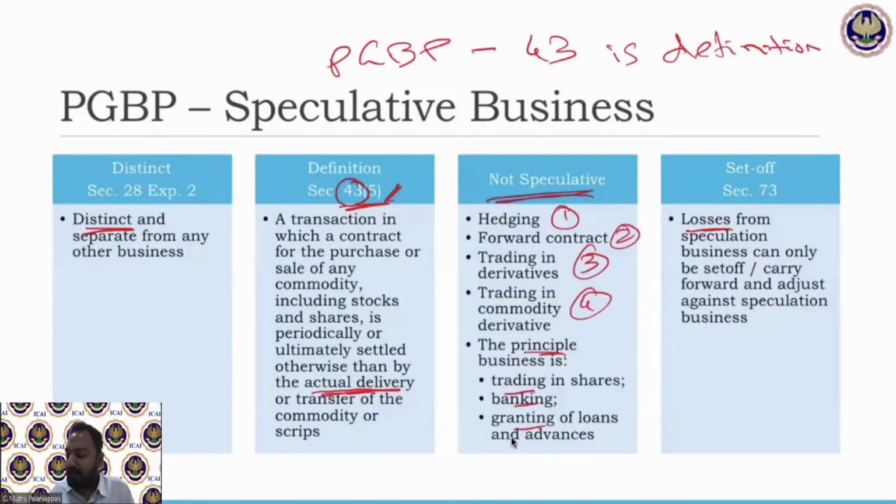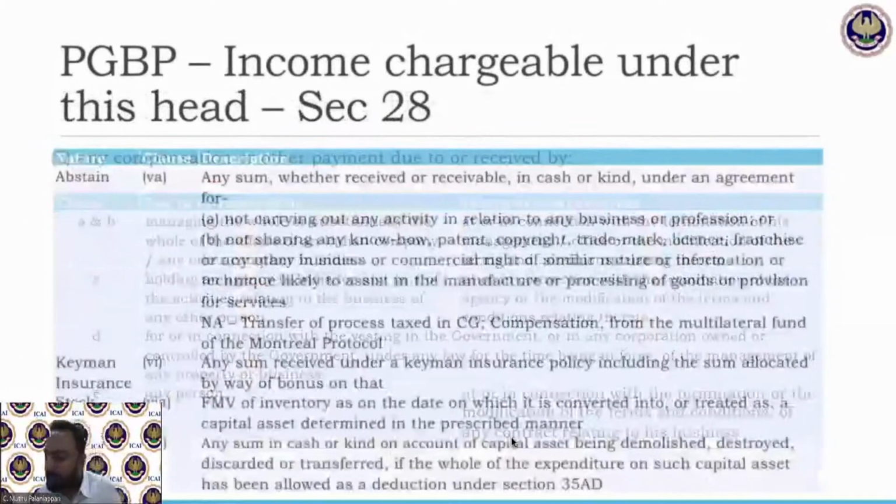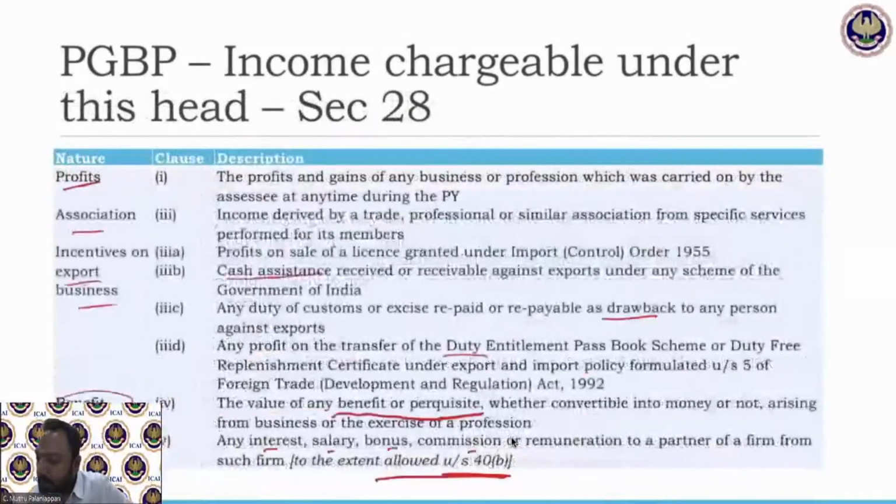Arshit, please explain section 28(3)(d). 2D, okay, yeah. As I told you, I think I already explained it earlier.